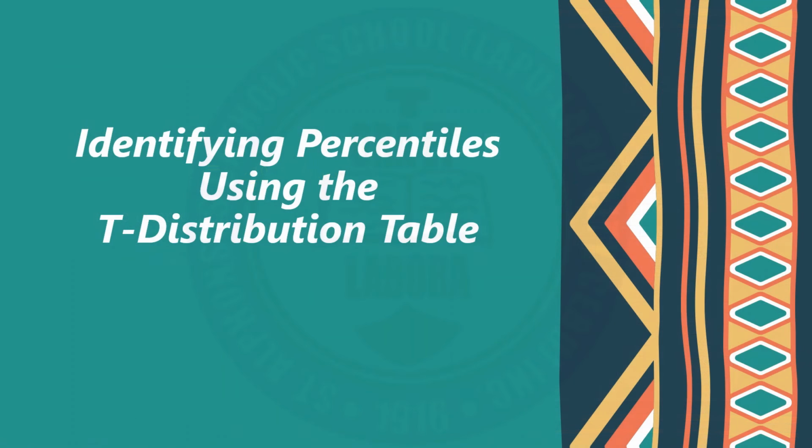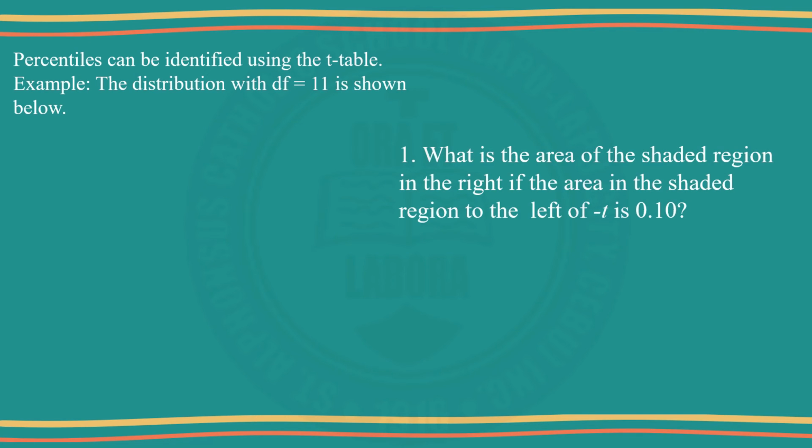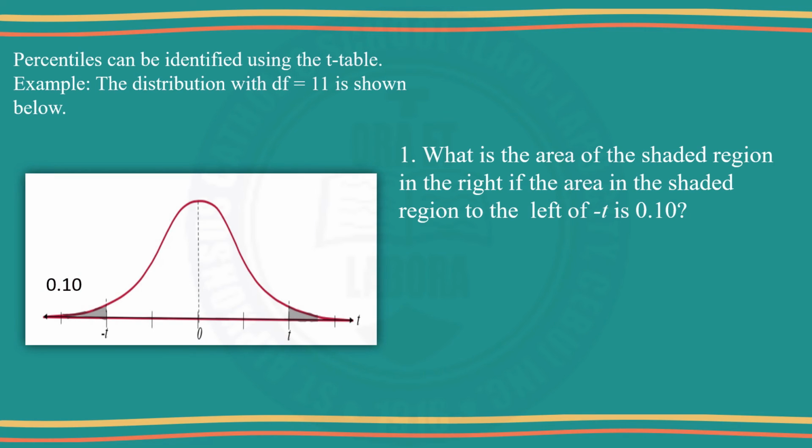Again, the critical value of t sub 0.05 is equal to 2.015. So this time, we will be identifying percentiles using the t distribution table. So percentiles can be identified using the t table. When we say percentile here, it refers to the probability or the area of a certain region in a t distribution. For the problem number 1, what is the area of the shaded region in the right if the area in the shaded region to the left of negative t is 0.10?